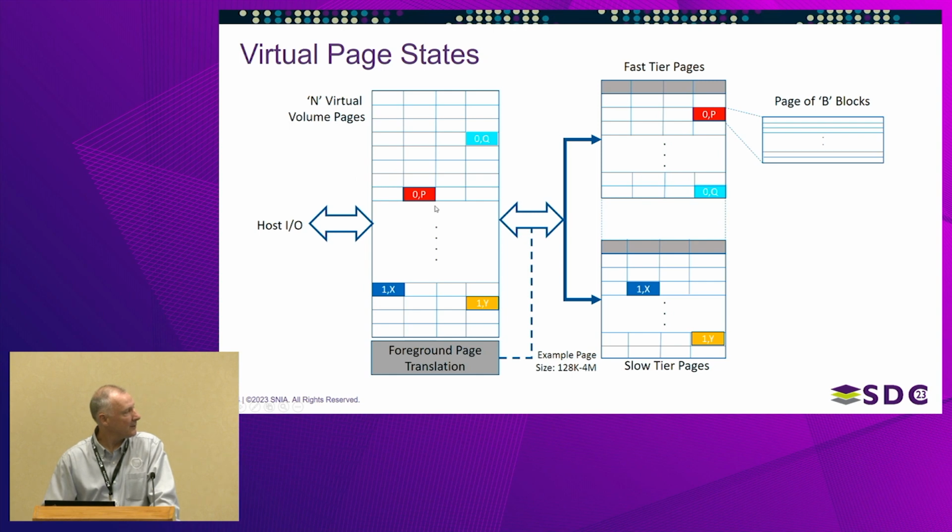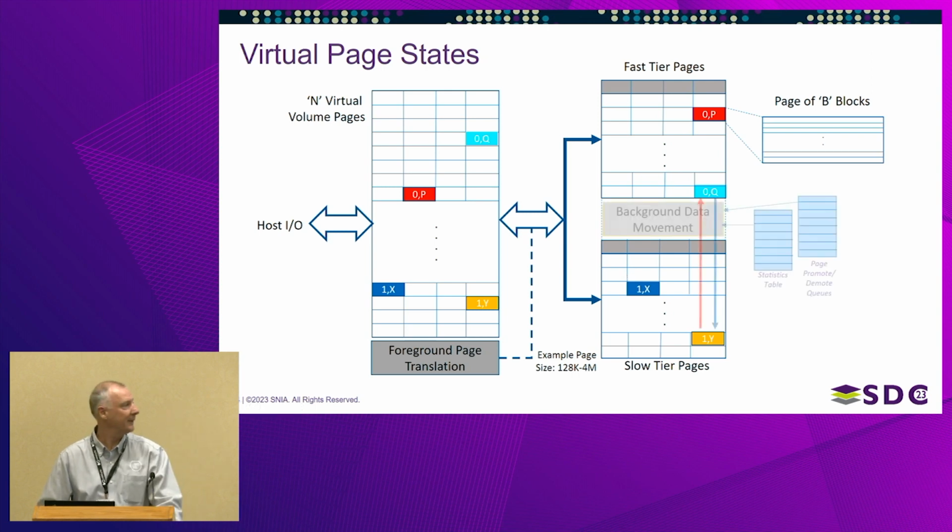So 0P is really an indicator of I'm on tier 0, page P in the fast tier. And this one here, for example, is currently mapped 1X, is on the slow tier or the second tier on page X. And you can see it's a very simple mapping technique. The trick is to do that as fast as you possibly can. Get in, get out, map that thing.